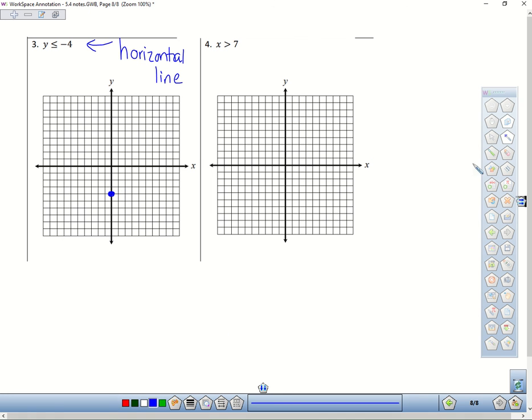Now is this line going to be solid or dashed? Solid. Good. How do we know it's solid? Because of the inequality. The inequality tells us it's solid. So use the chart when in doubt. You're not sure? Use the chart to tell. And are we going to shade above or below? Below. Good. Shade below.